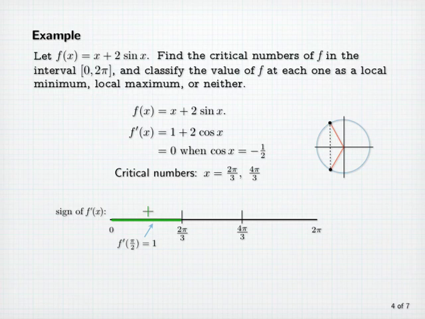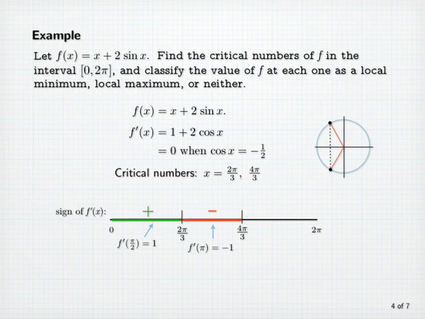We can use pi as a test point between 2/3 pi and 4/3 pi. F prime of pi is 1 plus 2 times cosine of pi, and cosine of pi is negative 1, so f prime of pi is 1 minus 2 equals negative 1. And so we conclude that f prime of x must be negative between 2/3 pi and 4/3 pi.